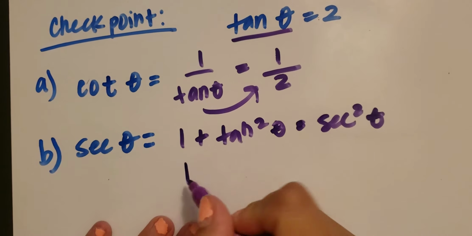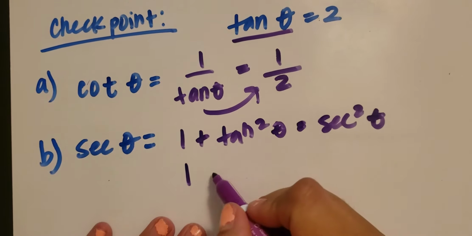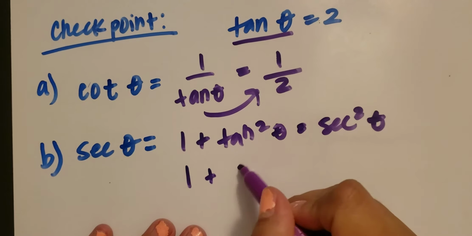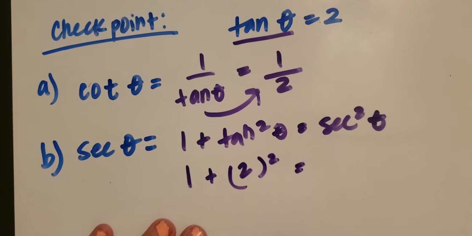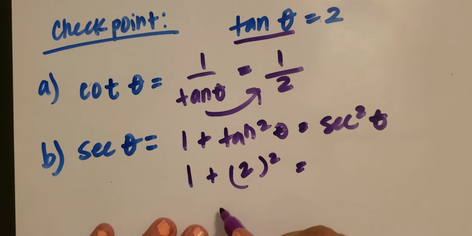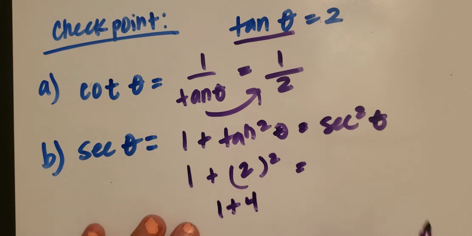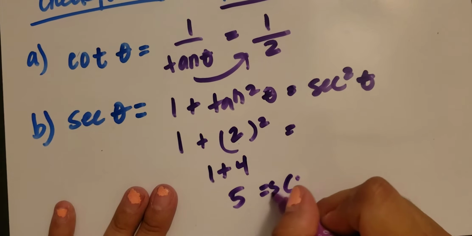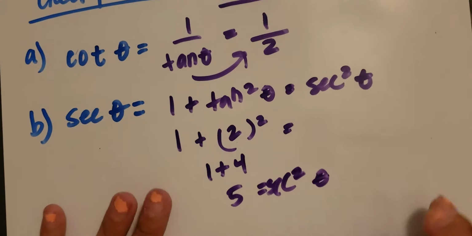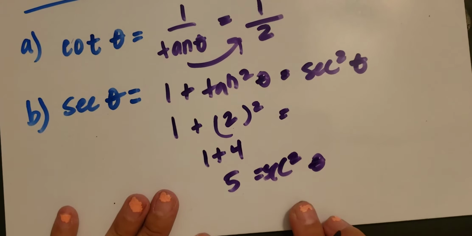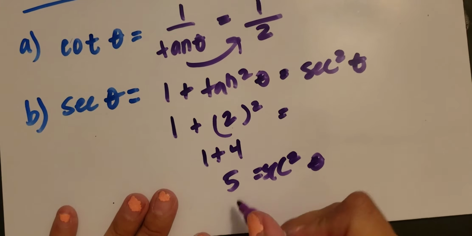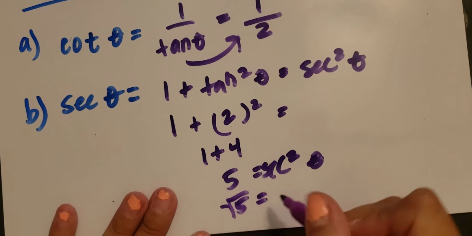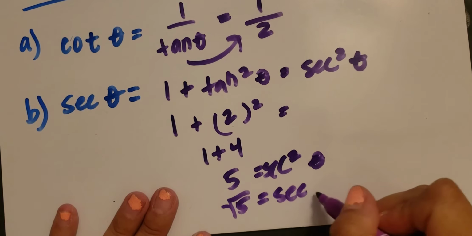So we can substitute tangent squared of theta by putting 2 squared. Then of course 1 plus 2 squared is 1 plus 4, or just 5, and this is secant squared of theta. But I'm not looking for secant squared, I'm just looking for secant, so I would square root both sides, and I would get square root of 5 equals secant of theta.